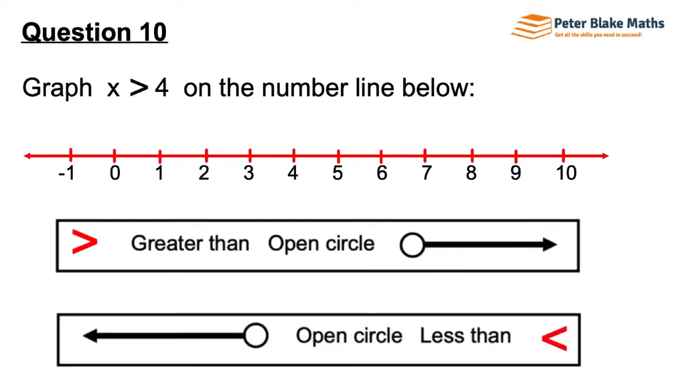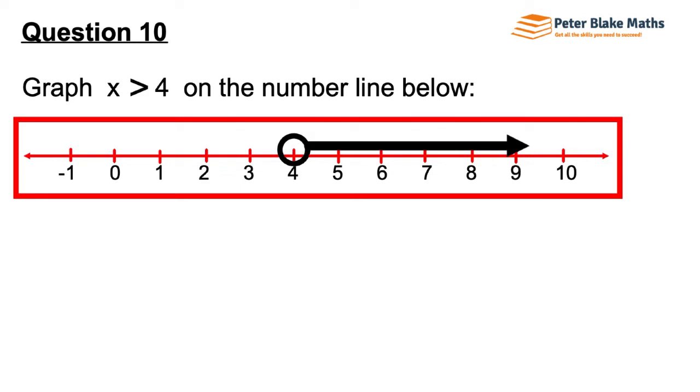If it was a less than sign, it would be an open circle and the arrow would point to the left. So here we've just got an open circle skirting around the 4 and pointing off to the greater numbers because that's x is greater than 4. So we're sort of asking, where are the values greater than 4? And it's not equal to 4, so we don't have a closed in circle there. So that's our final answer there. A graph with an open circle around 4 and pointing off to the right in this case.